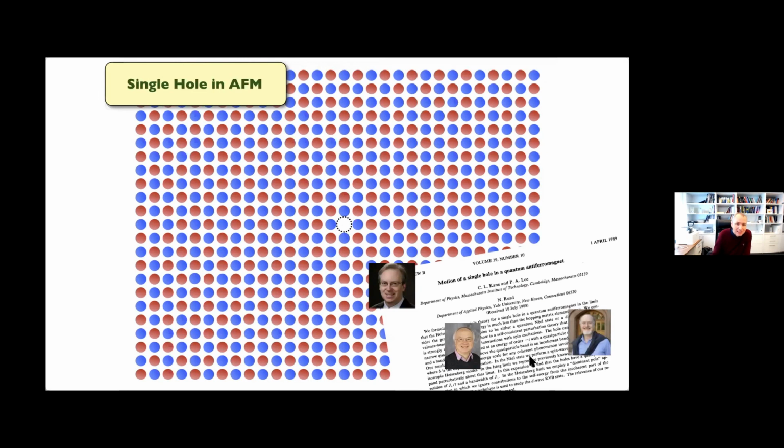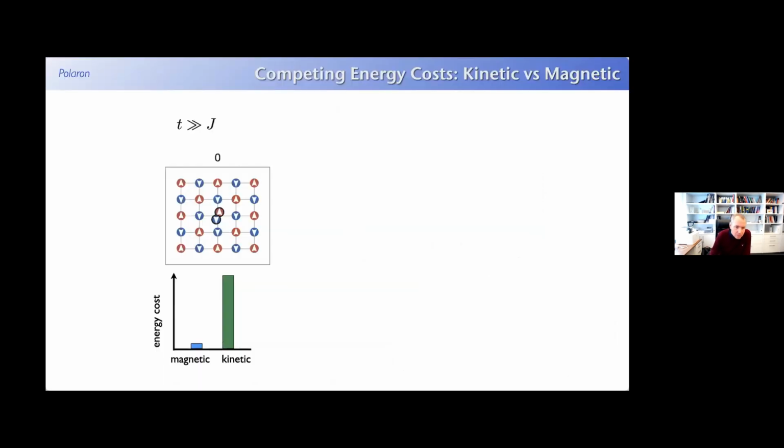Actually, just to show you that it is difficult, I found this nice paper from 1989 from Charlie Kane, Patrick Lee, and Nick Read, some of the three greatest condensed matter physicists of our days, that actually worked on this kind of Gedanken experiment. Now, why is this different? Let's imagine I have a two-dimensional antiferromagnet, which I sketch here, and I put a hole, or equivalently, what we like to do more in the experiment, put a doubly occupied site. And now again, you have this competition between kinetic and magnetic energy. The doublon, or the hole, wants to delocalize, but the spins want to align antiferromagnetically.